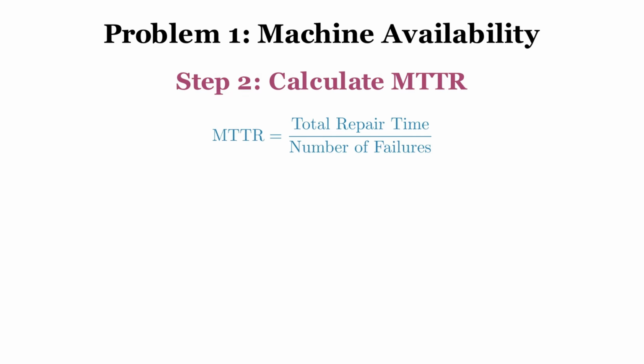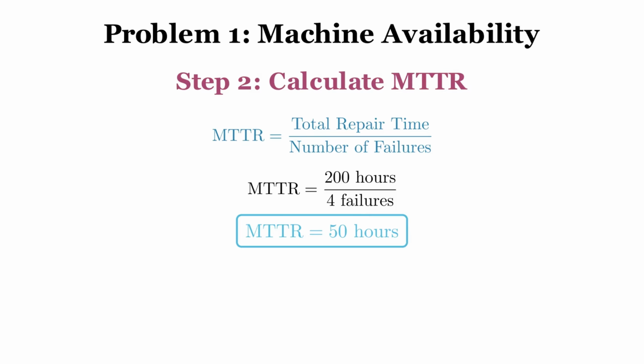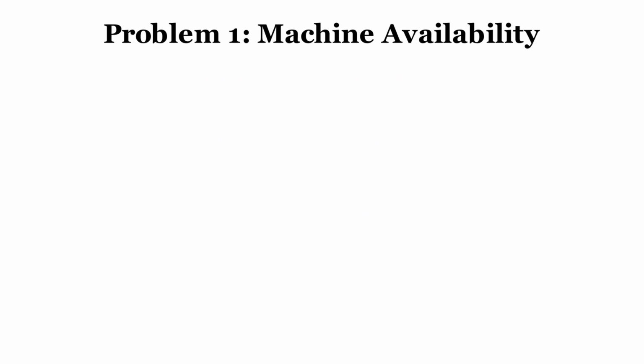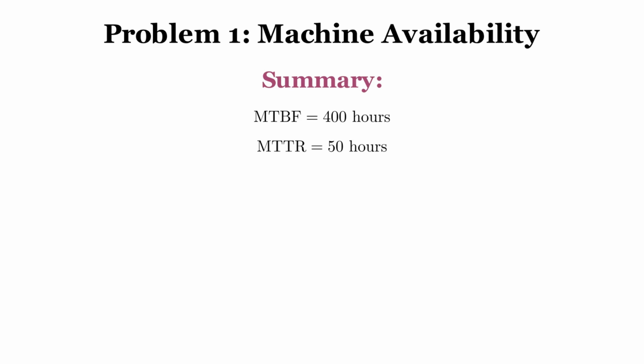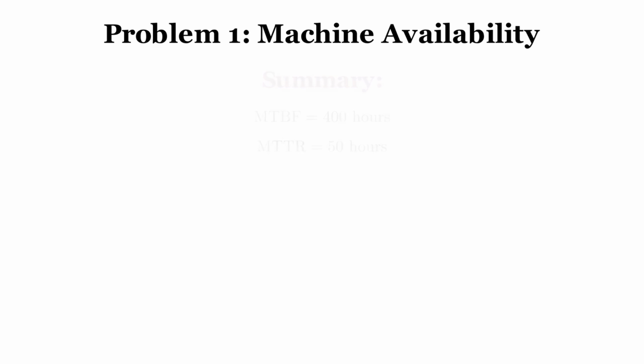We're given that total repair time is 200 hours and we had 4 failures. MTTR equals 200 hours divided by 4 failures. MTTR equals 50 hours. So MTTR is 50 hours. Each time the machine fails, it takes on average 50 hours to repair. Let's summarize what we have so far. MTBF equals 400 hours, MTTR equals 50 hours.